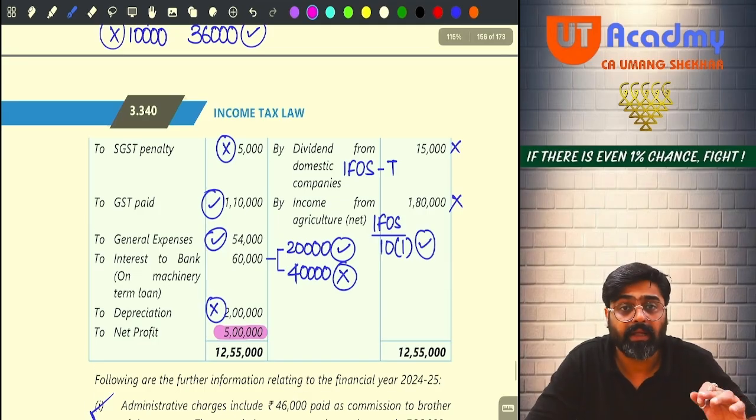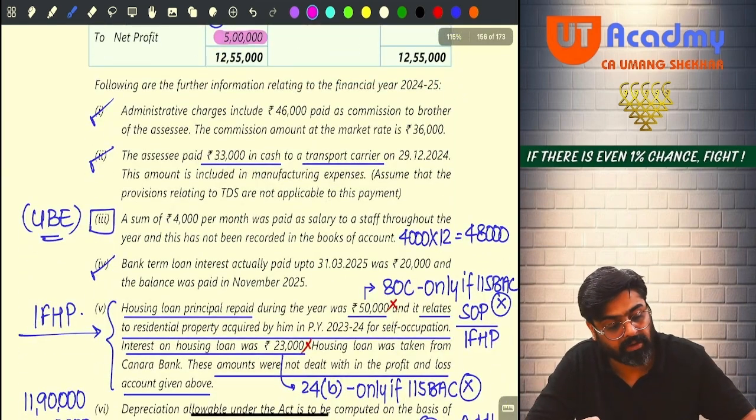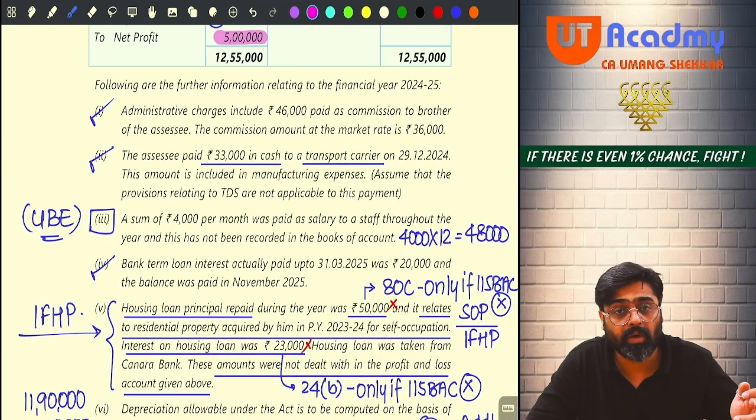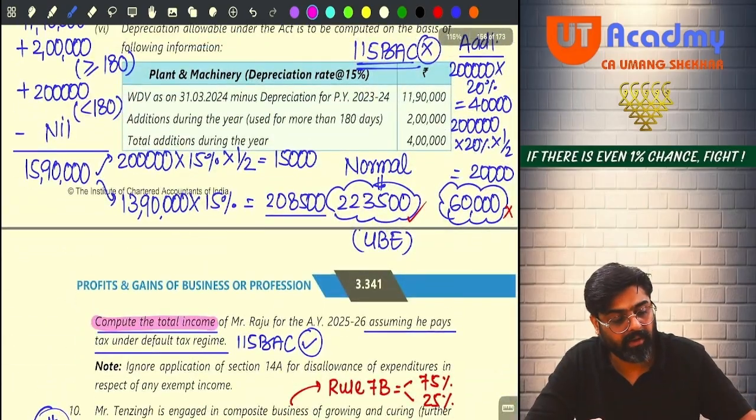Now, wait. There is some unrecorded business expense. Yes, sir. Unrecorded business expense of 48,000. Reduce 48,000. One more unrecorded business expense: depreciation. How much? 2,23,500.